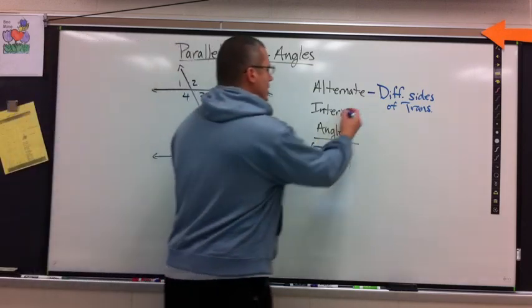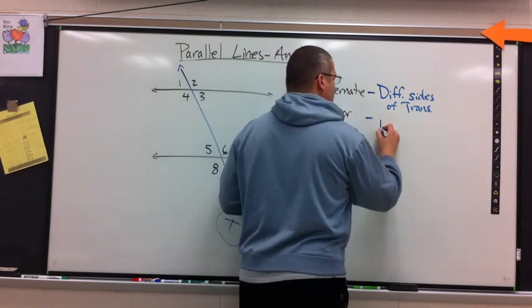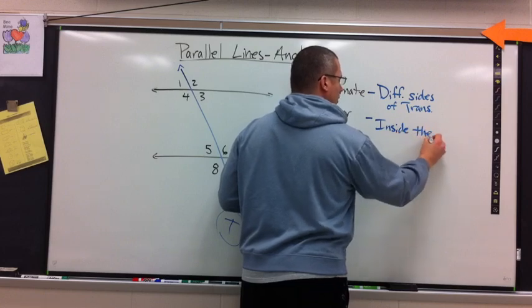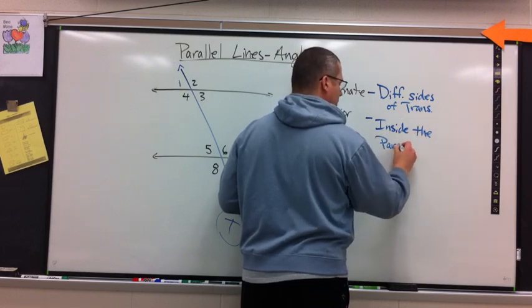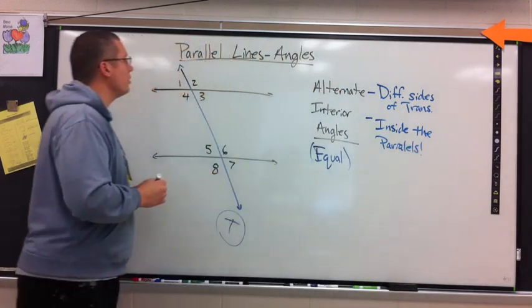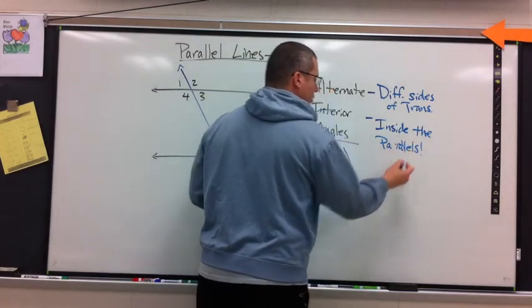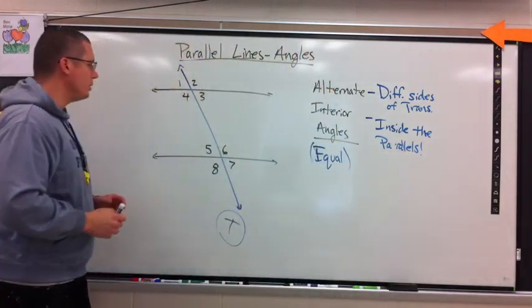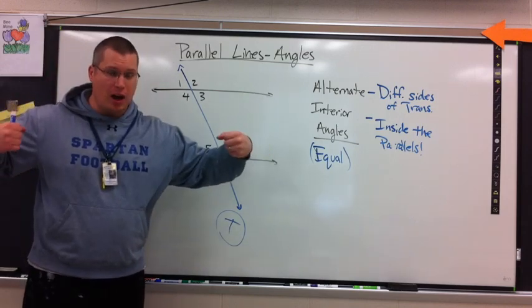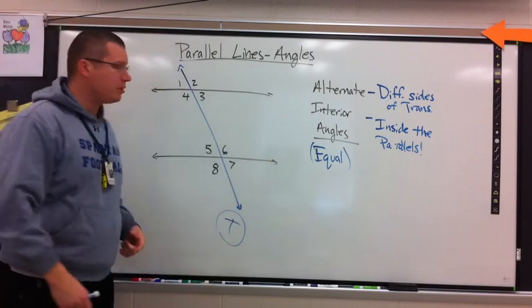The other part is interior. Alternate interior angles. Interior. Inside the parallel lines. Whoops. 1 R, 2 L's. Inside the parallels. So you must find 2 angles that are on different sides, alternate of the transversal, different sides, and they must be inside the parallels.